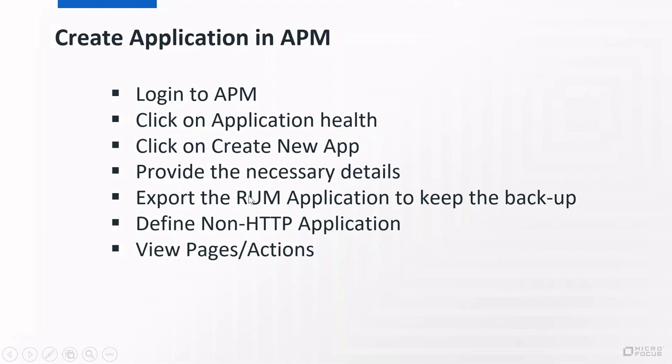So let's create an application. I'll show you how it works. You have to log into APM, click on application health, click create a new app, and provide the necessary details. I'll show you how to export the RUM application, and how to define a non-HTTP application also. I'll create one and show it to you, and the view action I'll just explain.